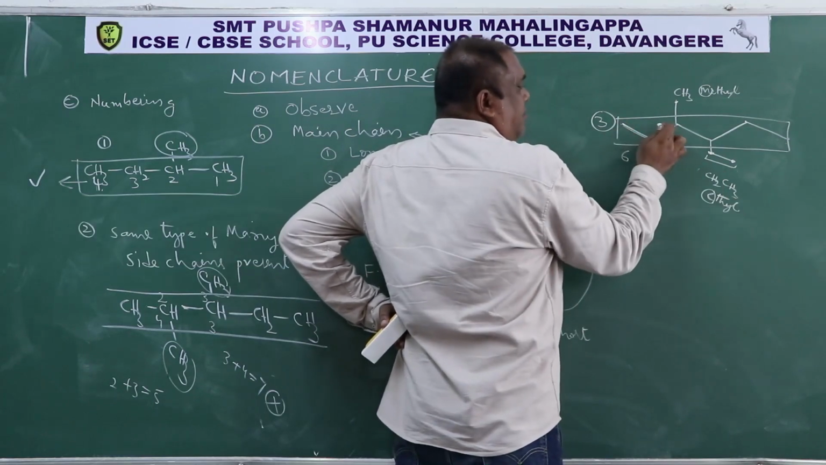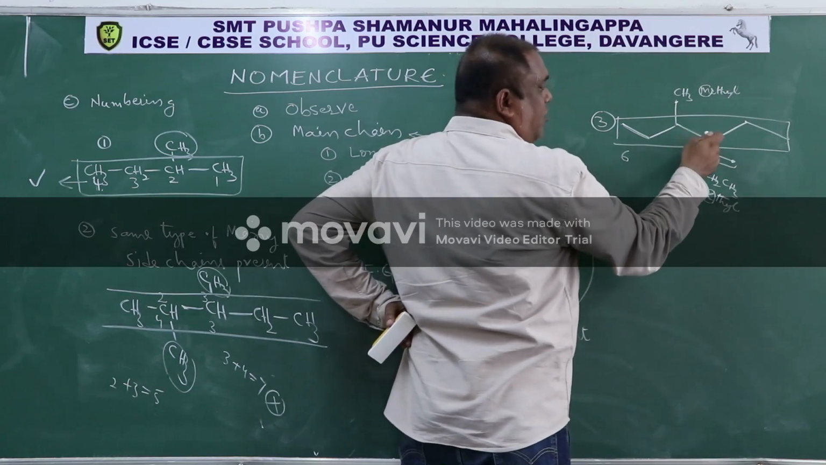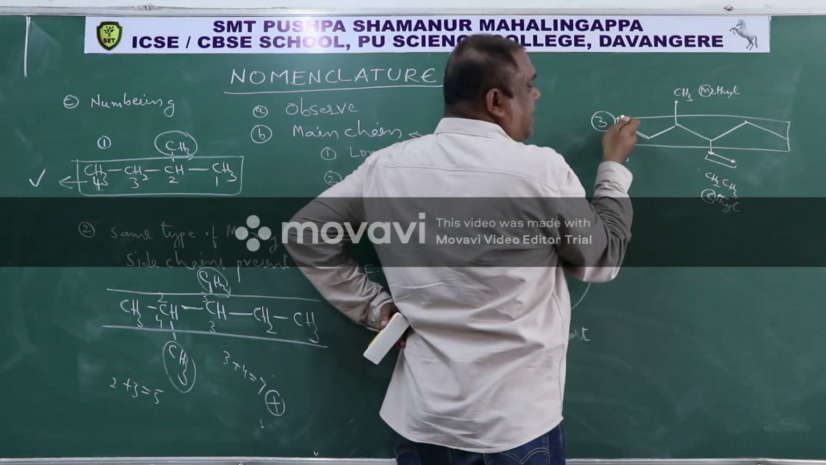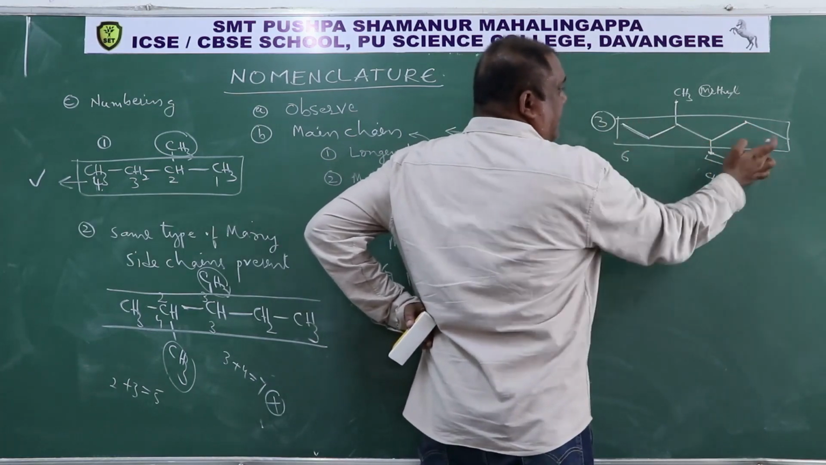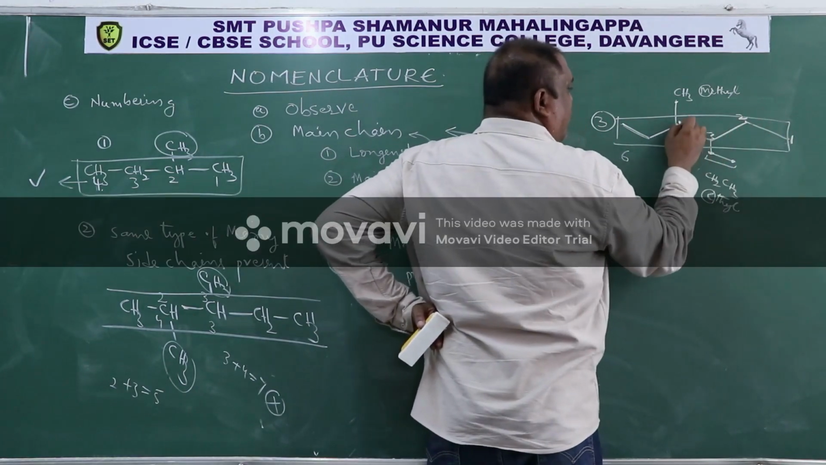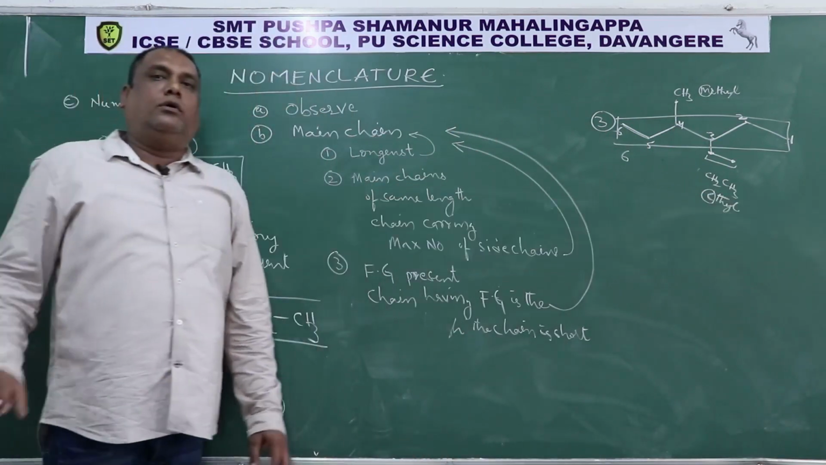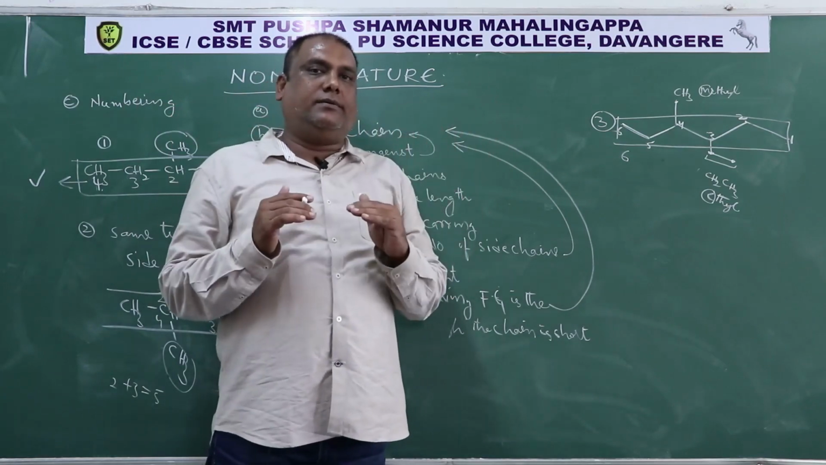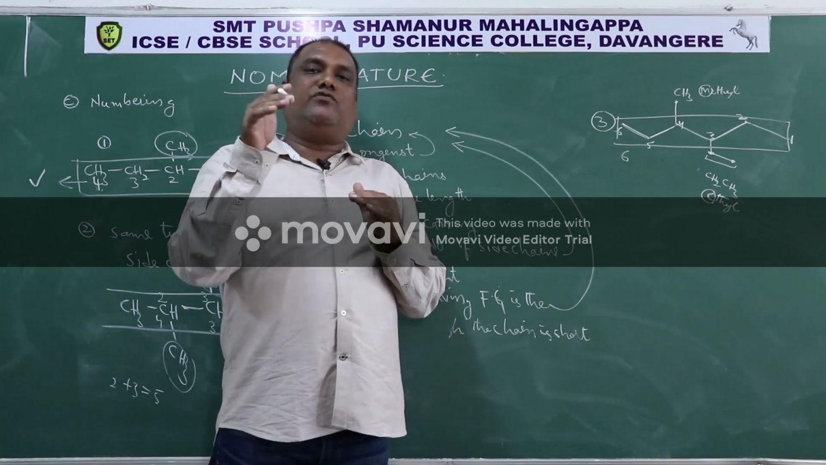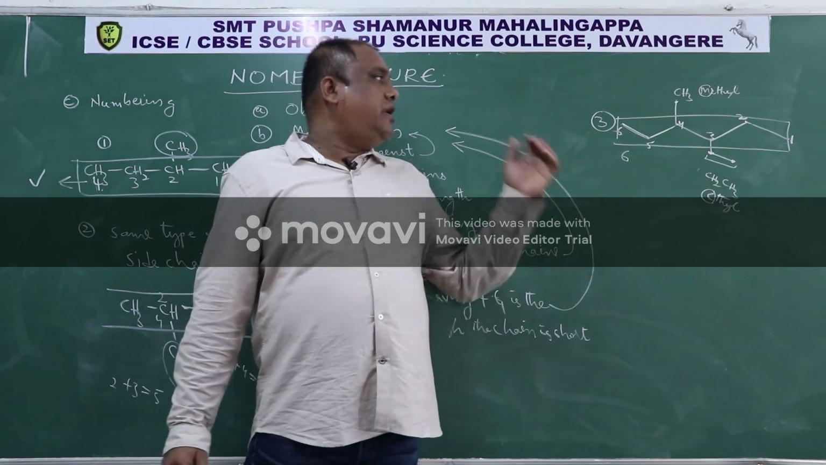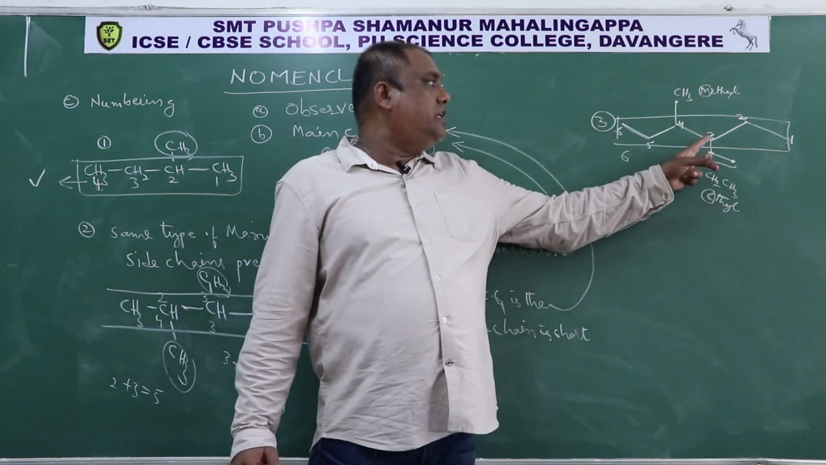If I give numbers from left to right, the methyl group gets 3 and the ethyl group gets 4. But if I give from right to left, then the ethyl group gets 3 and the methyl group gets 4. Therefore the numbering is 1, 2, 3, 4, 5, 6 from right to left, and this is the correct numbering. So if different types of side chains are attached to the main chain, then the side chain whose name starts with the lower alphabet, the carbon it is attached to should get the least number. Here ethyl is the lower alphabet and M is the higher alphabet, so E should get the lesser number. Therefore 3, 4 is correct.